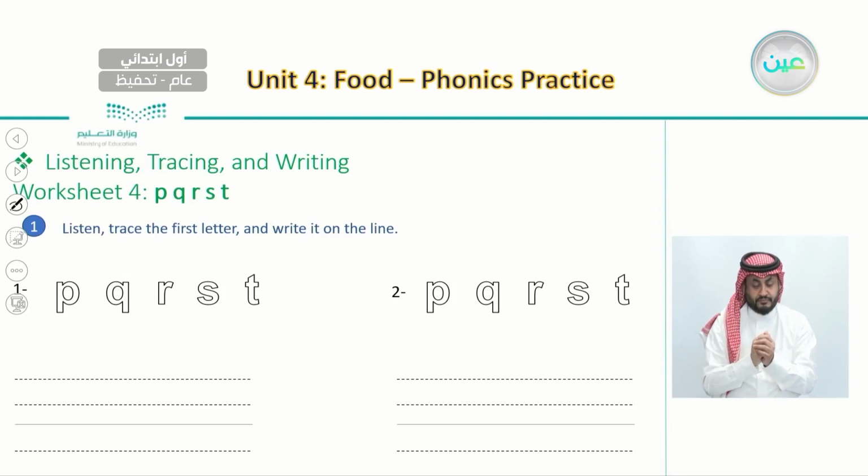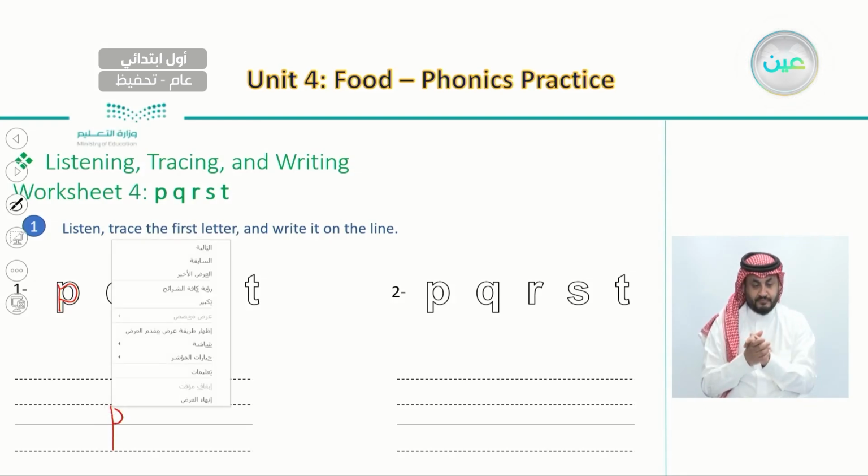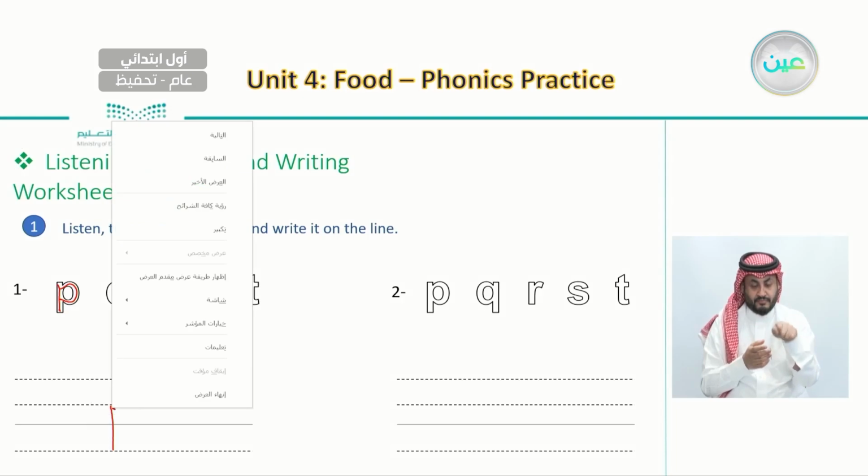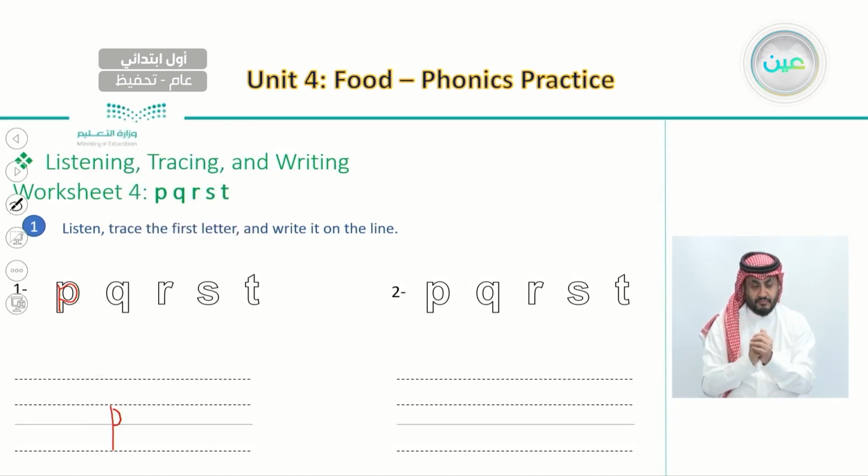The first letter is P. So here we go to letter P and try to trace it. And after we trace it, we go here and we write it on the line, like this. So this is letter P.